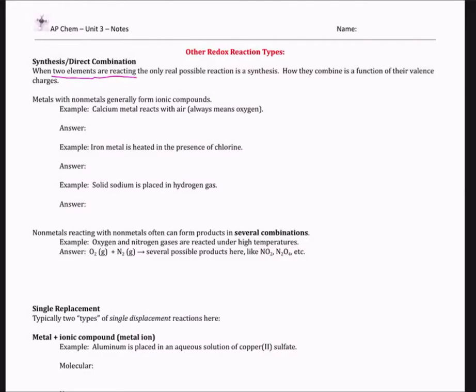So calcium, which you would simply write as Ca, reacts with air. Whenever they say react with air, the implication is it's oxygen, because oxygen is the reactive component of air. So calcium plus oxygen. Remember that oxygen is one of the diatomic elements. If these two elements are going to react, the only thing that they can do is combine.